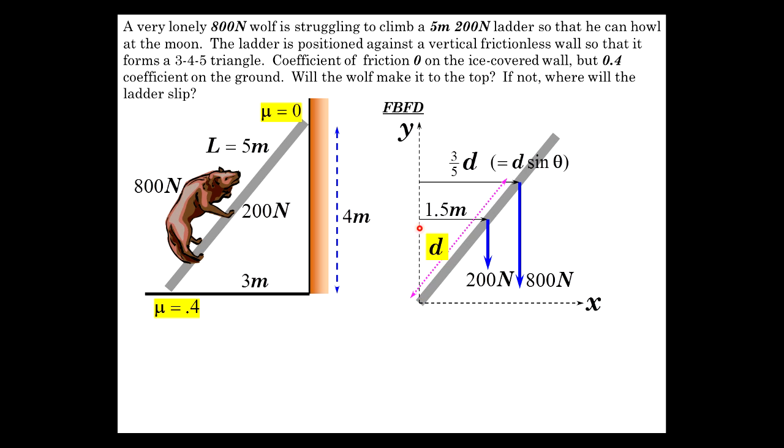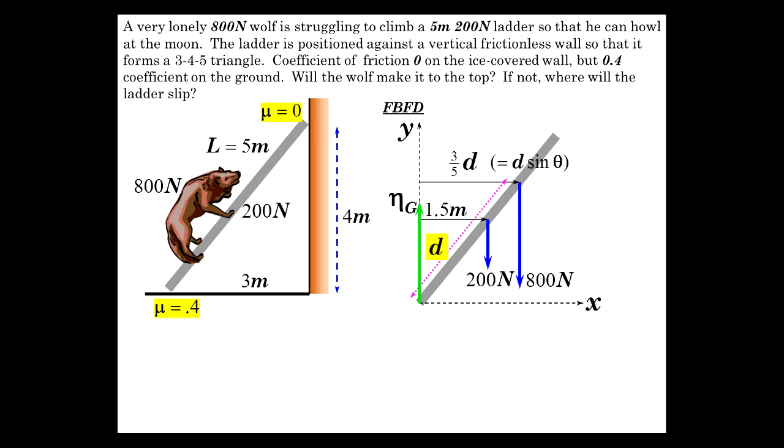So if we think of this triangle here, really d times the sine of this angle, which is also this angle over here. The sine of that angle is 3/5. So 3/5 times d will give you this distance across here.